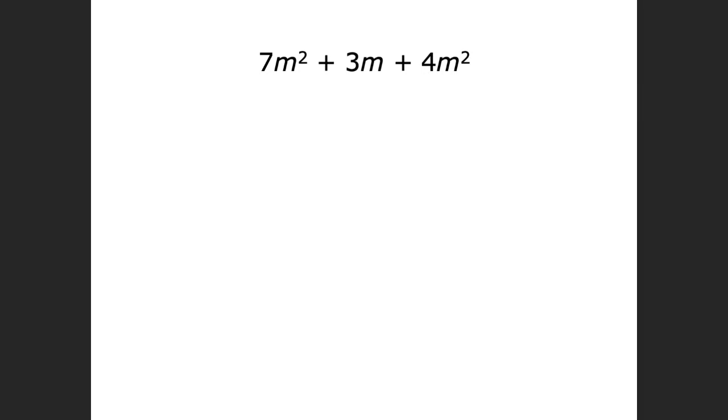So if I asked you on tonight's assessment to do this problem, you would say, okay, I'm looking at this. I've got 7m squared and 4m squared, so that's 11m squared. Those are like terms. I can add them together. The 3m I cannot, so I just leave it alone. Done. That's it.